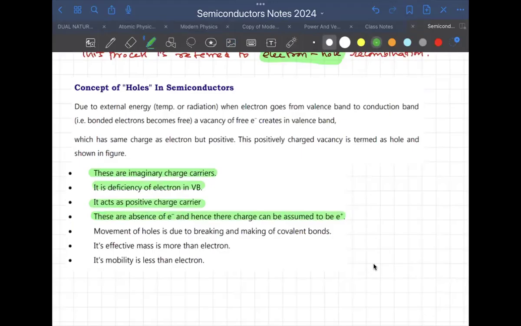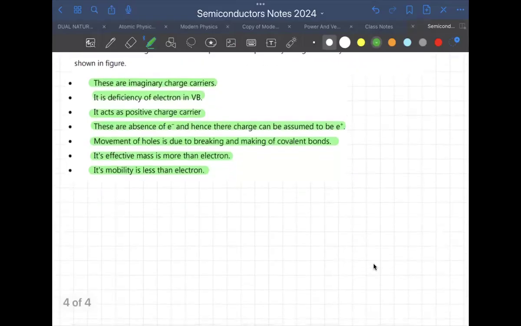See, remember, movement of electrons happens anyway due to temperature, due to the random motion and all that. Whereas the holes happen only when a bond breaks. So therefore, movement of holes is due to the breaking and making of covalent bonds. Actually, its effective mass is more than electron. Its mobility is less than electron. Electron is free to move in any direction, but only in a specific location when the bond breaks, hole is created. That's the problem.